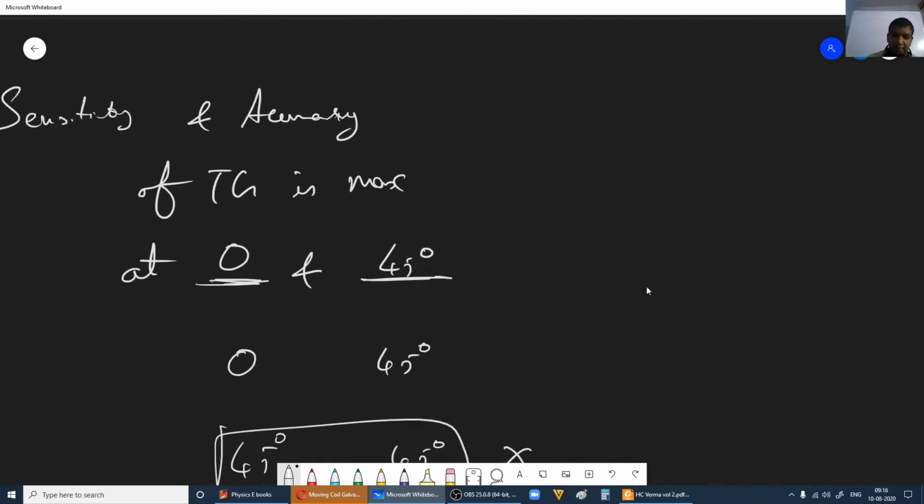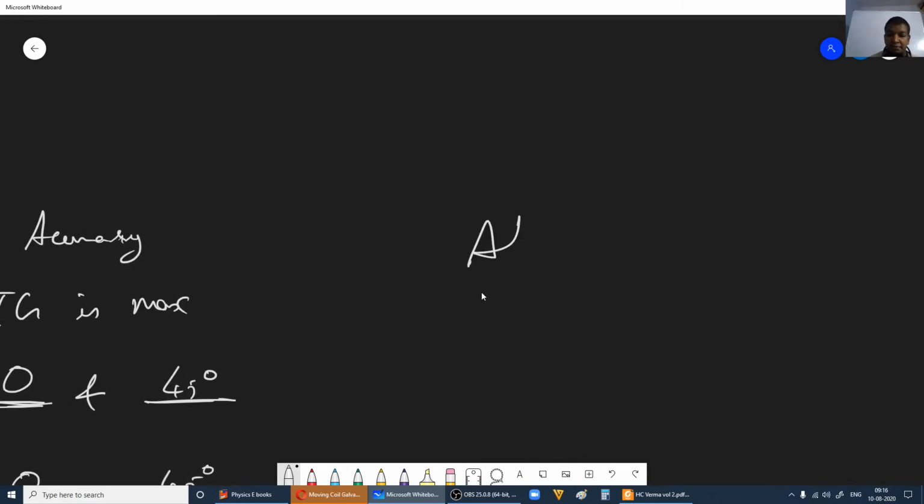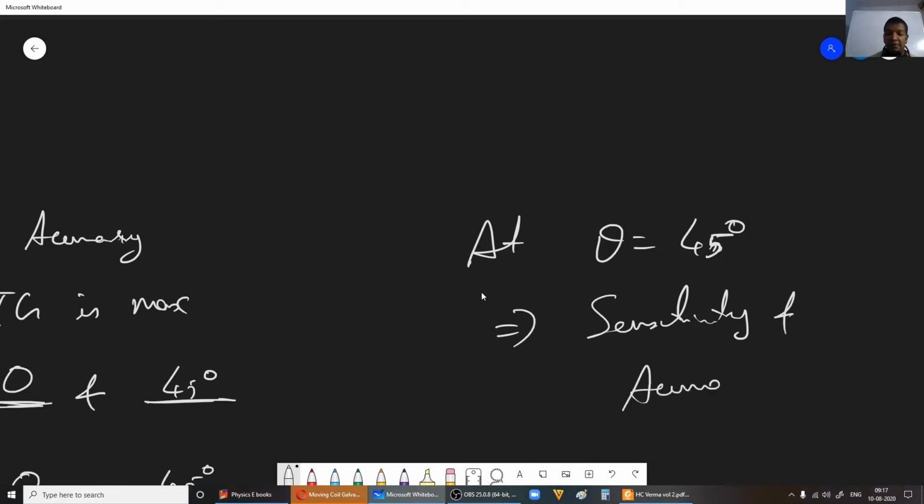But 99% of the time, if they ask what is the sensitivity of a tangent galvanometer and when it will be maximum, it is better to go with this answer, that is at theta equal to 45 degrees. At theta equal to 45 degrees, the sensitivity and accuracy will be maximum. This is given in many standard reference books.